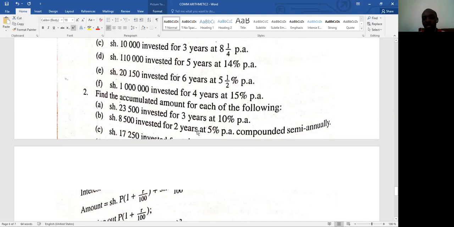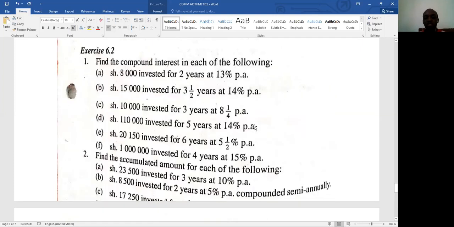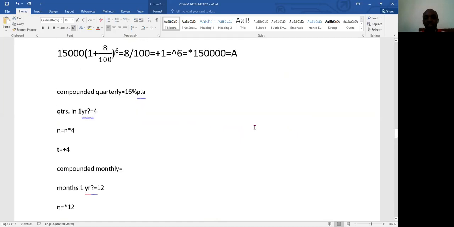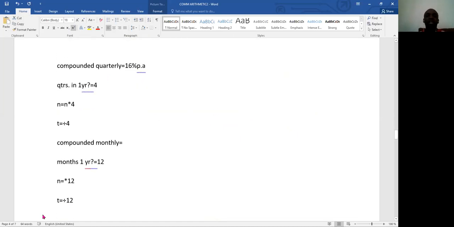It is 2 years at 5% per annum, but compounded semi-annually. So this 5% has to be divided by 2, then the 2 years has to be multiplied by 2. You need to understand this concept that we are looking at here, and it is very, very important.